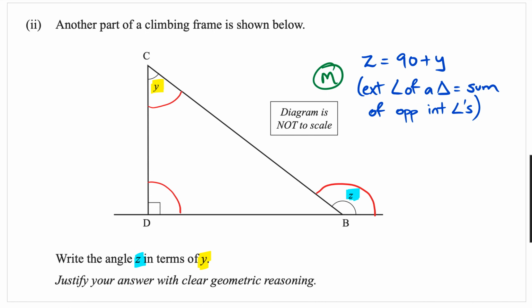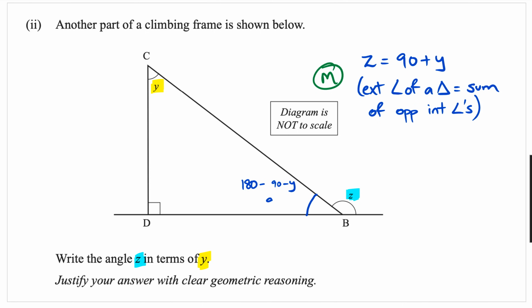Now, as I said to you guys, there is another way of doing this. I'm just going to get rid of these three red lines. You're going to have to take two steps. For example, this angle right here that I've colored in blue is going to be 180 degrees minus 90 degrees minus Y, because remember, angles in a triangle add up to 180 degrees.